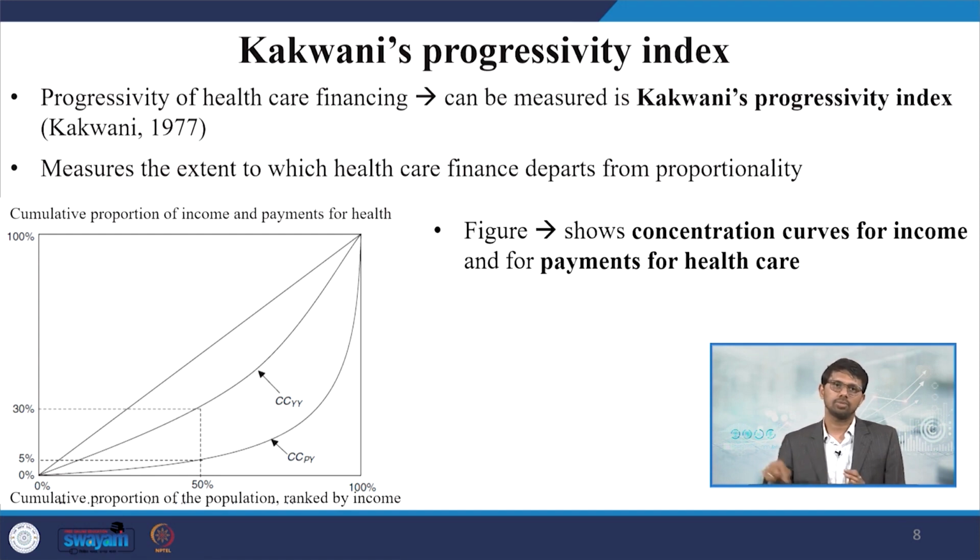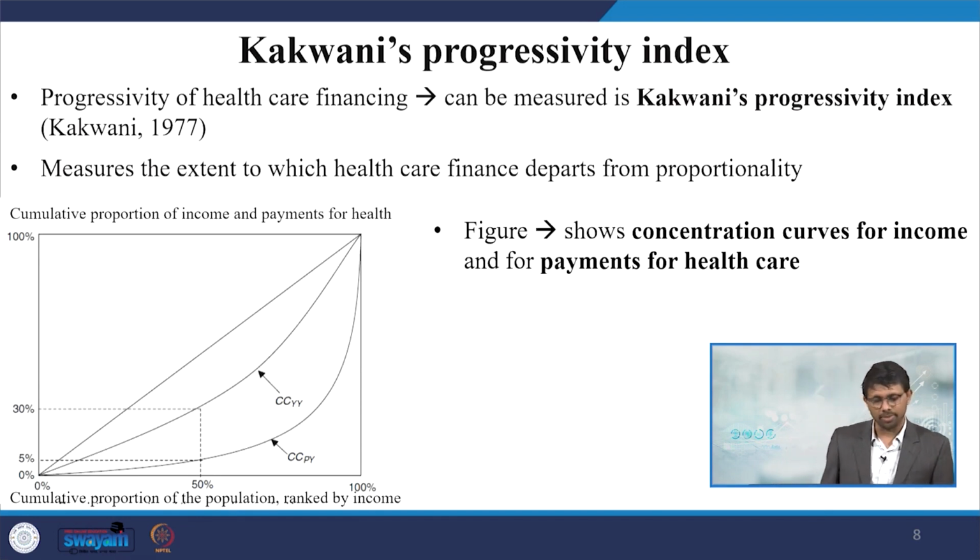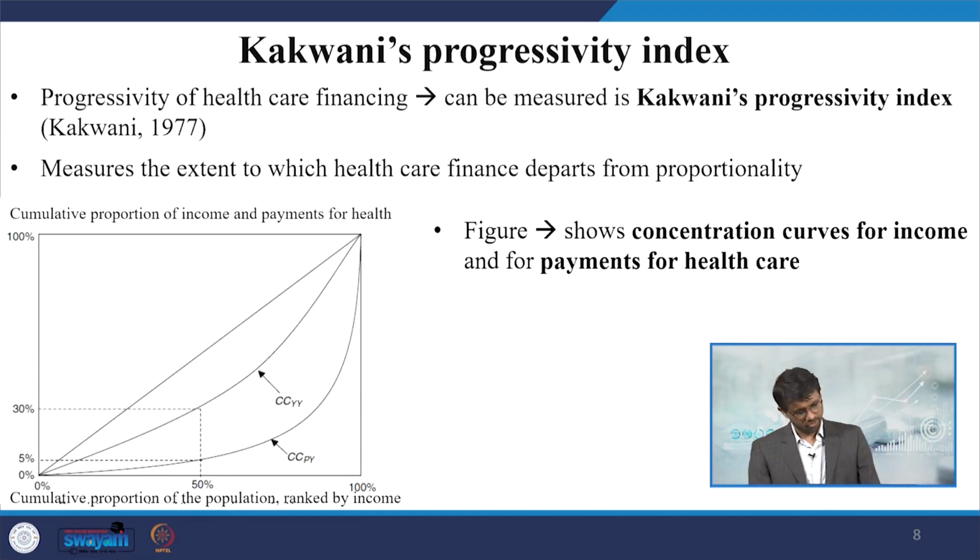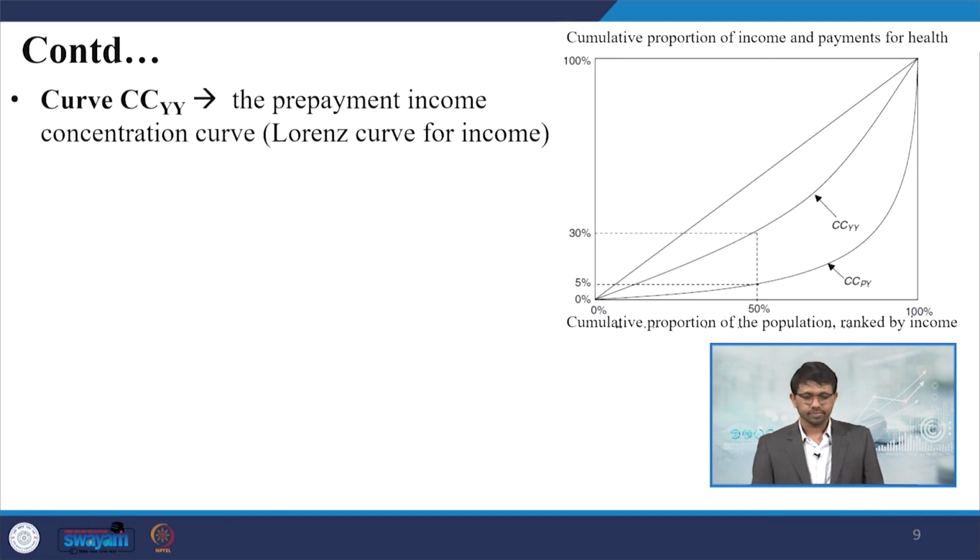The farther the distance of that income line or the spending percentage, that will clarify the extent of inequality. So, this figure shows concentration curves for income and for payments on healthcare. Now, we will also clarify what each of these directions is, and here we are presenting the cumulative proportion of income or the payments for health, as against their cumulative proportion of population ranked by their income.